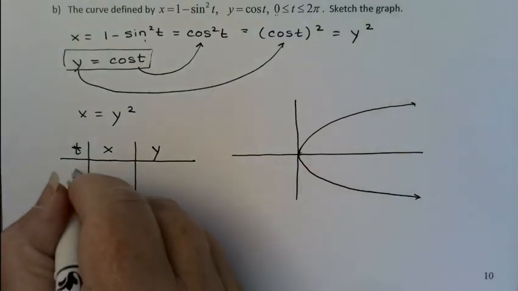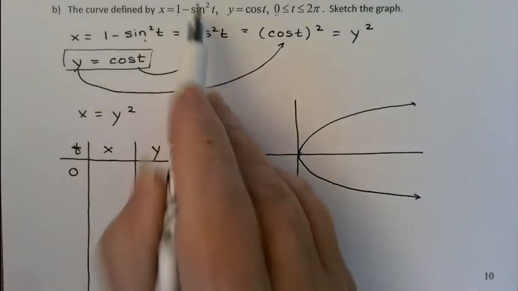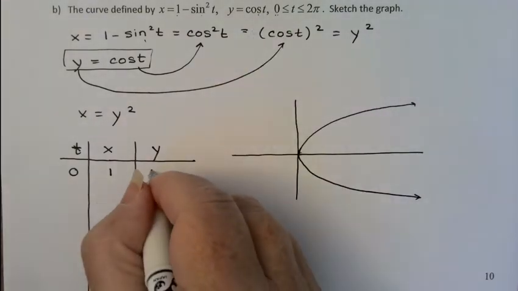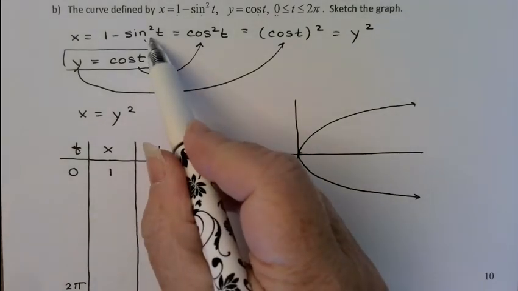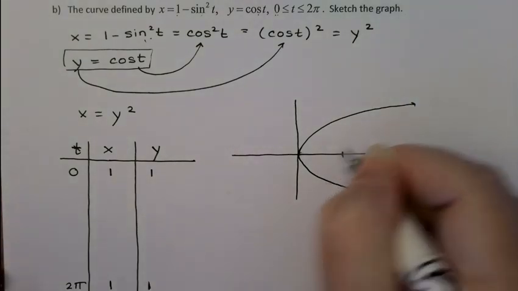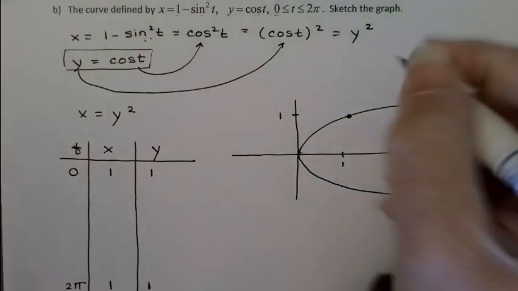But let's verify. If I start at t equals 0, x would be 1 minus sine 0, that's 1. And y would be cosine 0, that's also 1. So I started at t equals 0 at the point (1, 1). I'm going to go way down here because I'm going to put some things in the middle. If I go to 2 pi, my ending t value, the sine of 2 pi is still 0, so I have 1 minus 0, or 1 again. And the cosine of 2 pi, just like the cosine of 0, is 1. So the point (1, 1) is both my starting and my ending point.